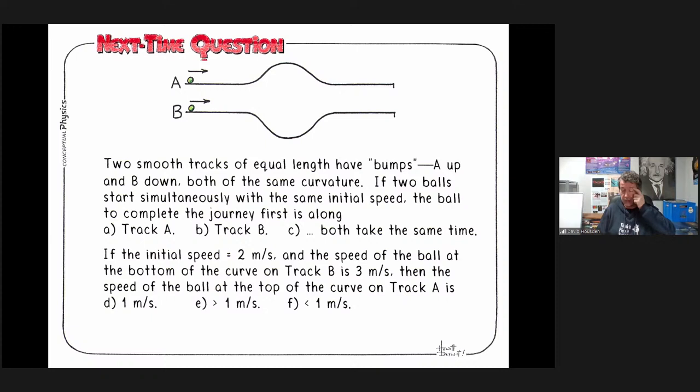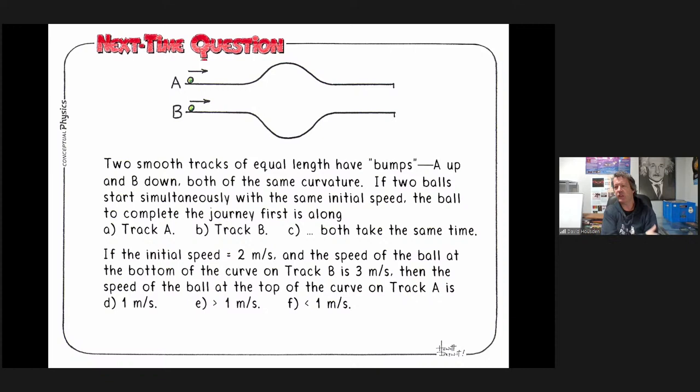So here's one. You've got two smooth tracks of equal length, and they've got bumps in them, as you can see. A's bump and B's bump are very similar, but obviously a reflection of each other. You've got two balls. They both start with the same initial speed. We've got two questions here. The first one: the ball to complete the journey first is going on which track, A or B, or do they both get there at the same time? That's the first part.